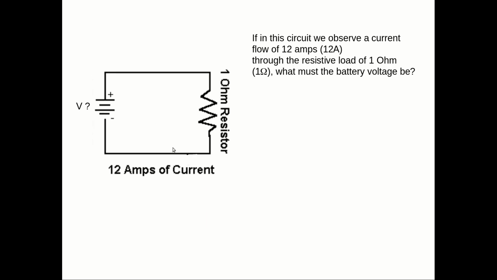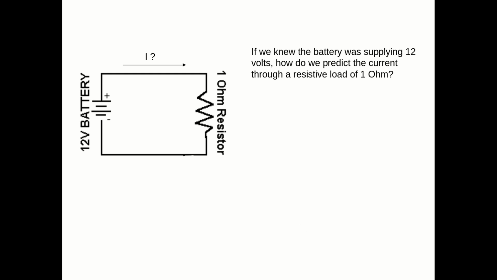Now this is another example. If you have a flow of 12 amperes through a 1 ohm resistor, what is the voltage? This is a very easy equation. V equals IR, then it's 12 multiplied by 1, so V equals 12 volts.